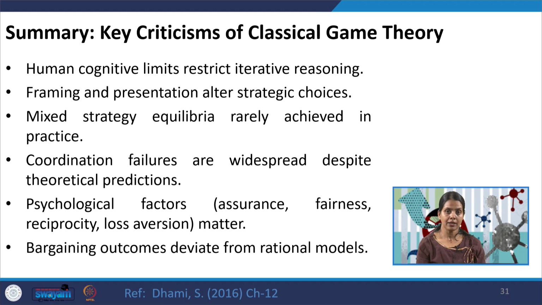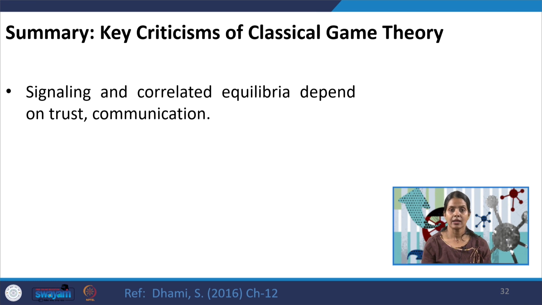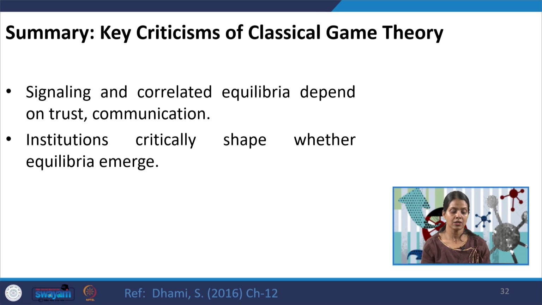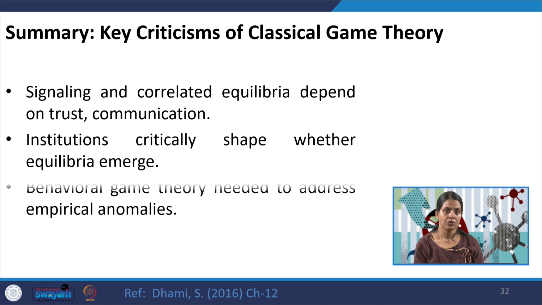Sixth, bargaining outcomes deviate from rational models. Seventh, signaling and correlated equilibria depend on trust and communication. Institutions critically shape whether equilibria emerge or not. Behavioral game theory is needed to address these empirical anomalies or observations. With this, I conclude this module on the criticism of classical game theory.